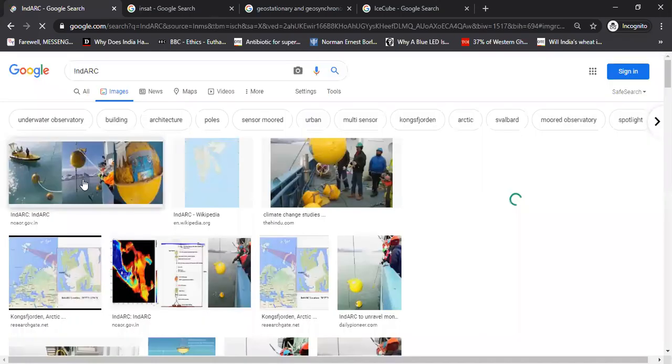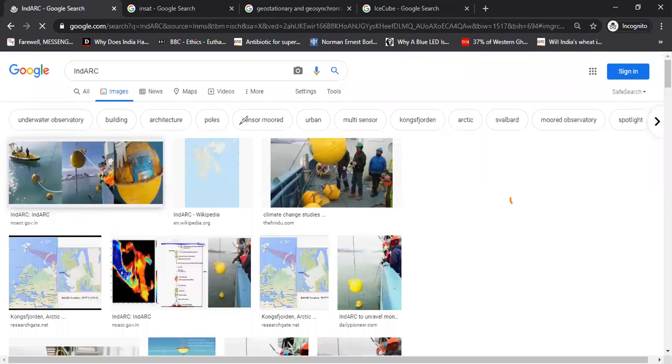So yes, I hope you can see this yellowish figure, which is put in the water, right? So this is IndARC. This is India's underwater observatory, and this is located in one of the regions of Norway. This particular yellow thing, this whole yellowish thing, is your IndARC. Cool. And see, they are placing it here in the water.